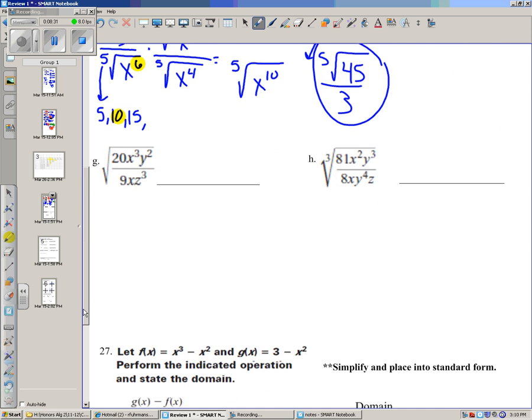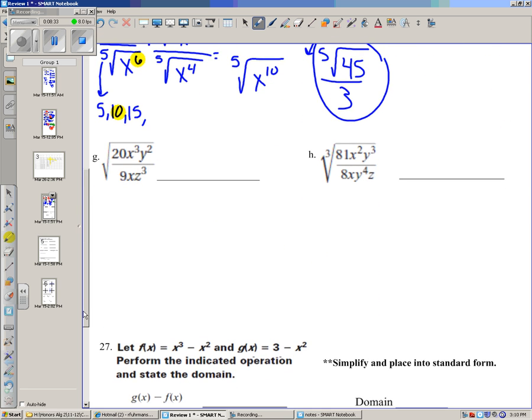All right, let's go to G. So G, again, I want to simplify as much as possible. First, what I'm going to do is clean up what's inside the square root, and then I'm going to take stuff out. So I'm going to leave the 20 and the 9 alone for now, even though 9 has a perfect square root. I'm going to clean up my x's, so I have an x squared on top. Y squared I can't do anything with, and z squared I can't do anything with. But now I'm going to take out what's perfect. So I can take out the 9, the x, and the y squared.